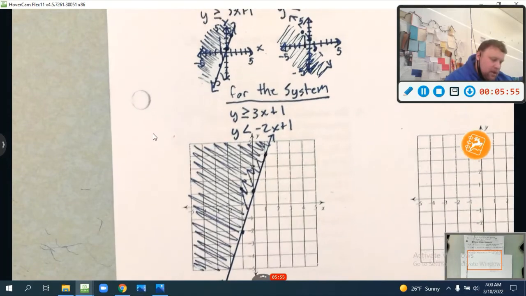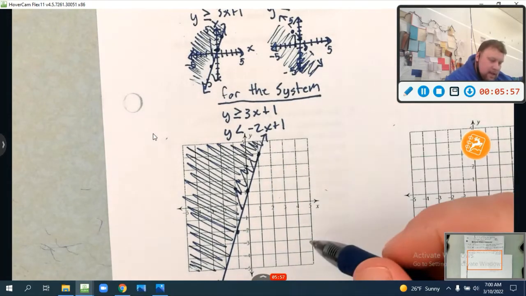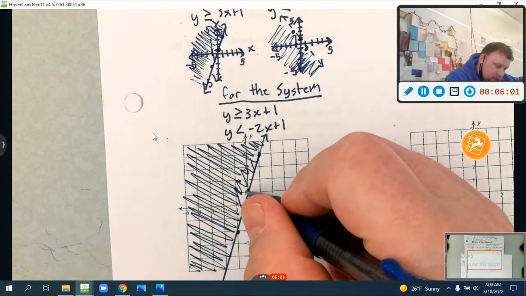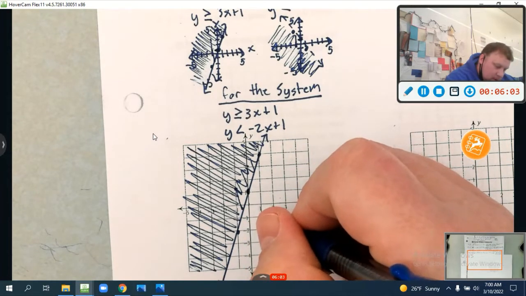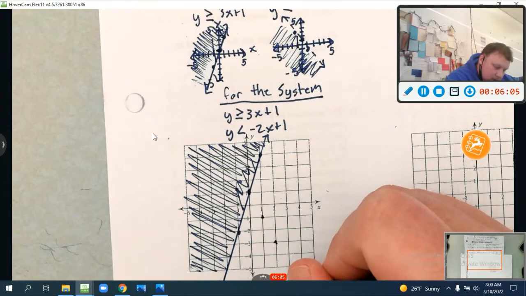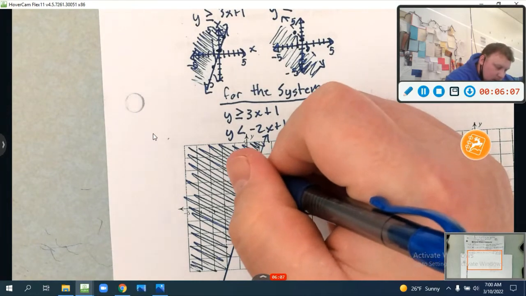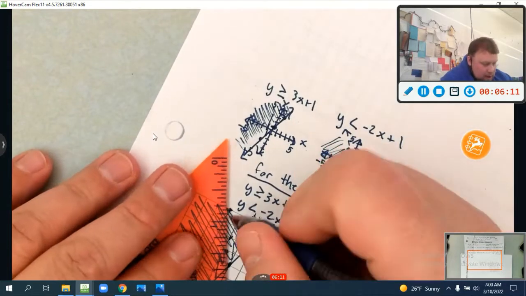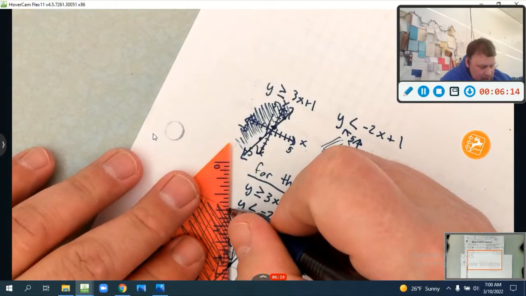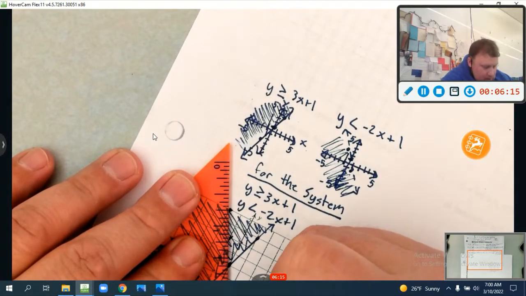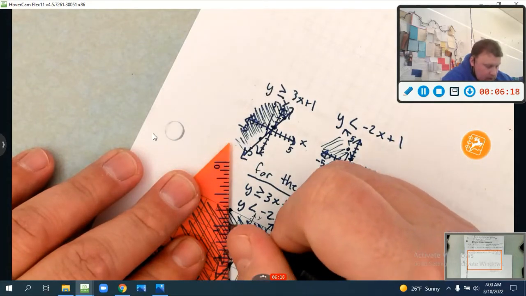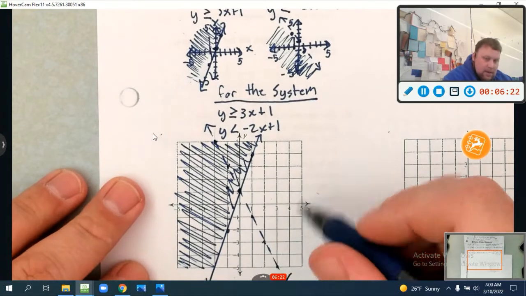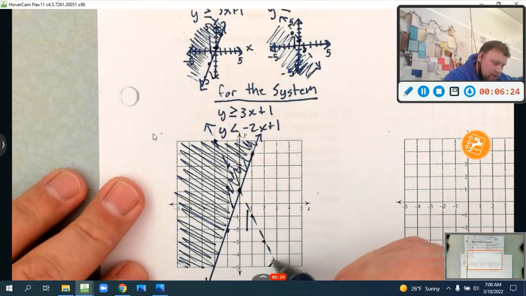Okay, now let's graph the next line. Y is less than negative 2x plus 1, so let's see. Again, starts at 1, but then negative 2, down 2 over 1. And go backwards as well. And this should be a dashed or dotted line. And again, this is less than, so we're going to go down, shade this region.